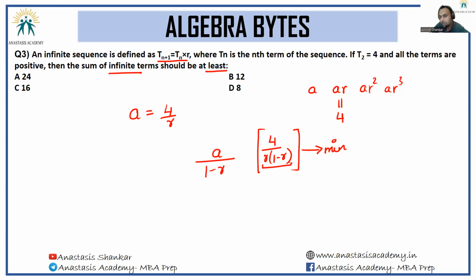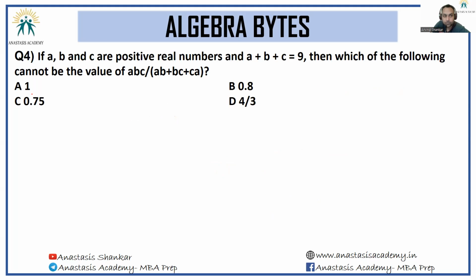Maximization would happen at one of the extremes. Either r is equal to 0 or r is equal to half, because r and 1 minus r would become equal at half. So at 0, of course, you can see this will turn to an infinite sum. We don't want that. So we want r equal to half. So we get 4 by half into half, or we get the sum as 16. The minimum possible sum of all the infinite terms should be 16.